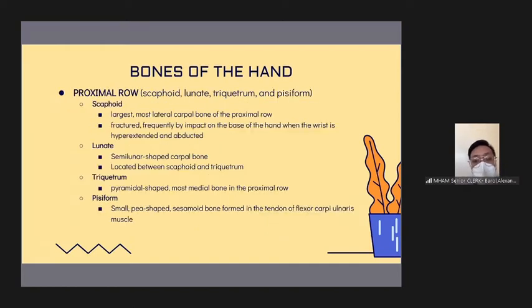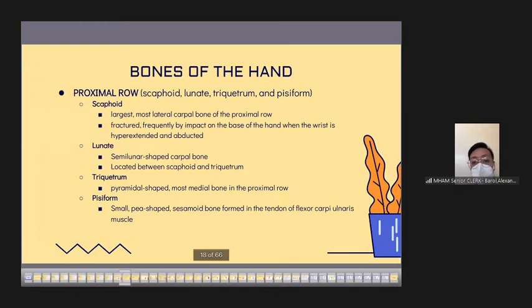So for your carpal bones, we have your proximal row. Again, from lateral to medial, we have your scaphoid, which is the largest, most lateral carpal bone of your proximal row. It is fractured frequently by impact on the base of your hand when the wrist is hyperextended and abducted. Next will be your lunate, which is a semilunar shaped carpal bone, and it's located between your scaphoid and your triquetrum. Your triquetrum is a pyramidal shape, which is the most medial bone in the proximal row. Next will be your pisiform, which is a small T-shaped sesamoid bone formed in the tendon of flexor carpi ulnaris muscle.